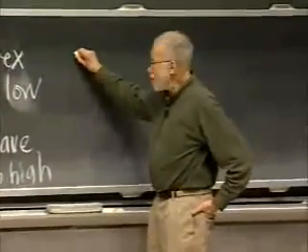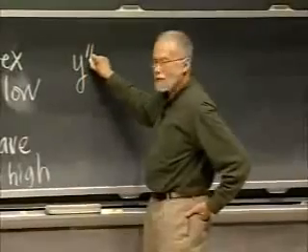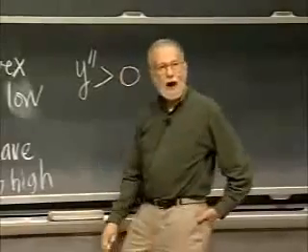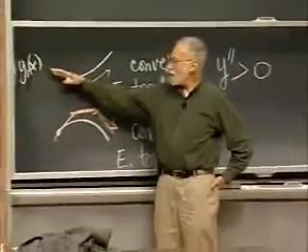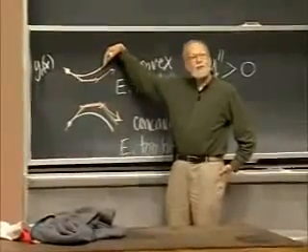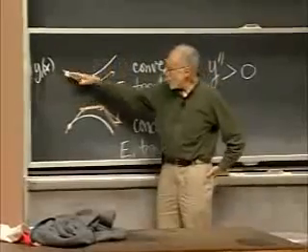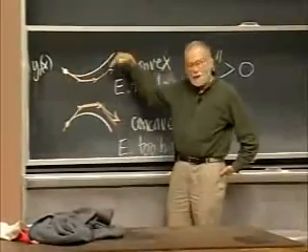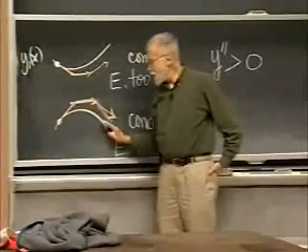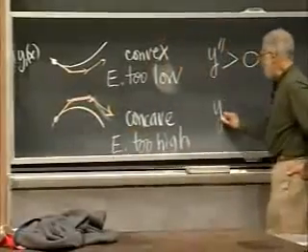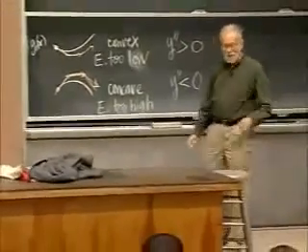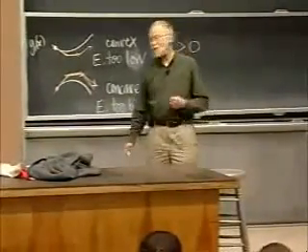When is a curve convex? A curve is convex if its second derivative is positive, because to be convex means the first derivative is increasing all the time, and therefore the second derivative, which is the derivative of the first derivative, should be positive. Just the opposite here. The slope, the first derivative, is decreasing all the time, and therefore the second derivative is negative. So all we have to do is decide what the second derivative of this solution is.